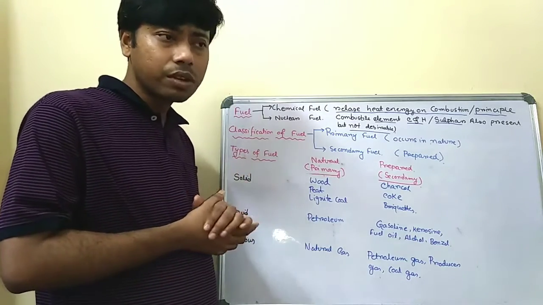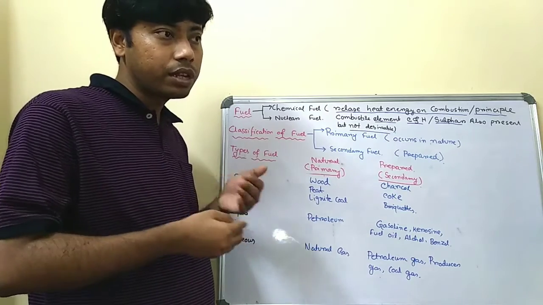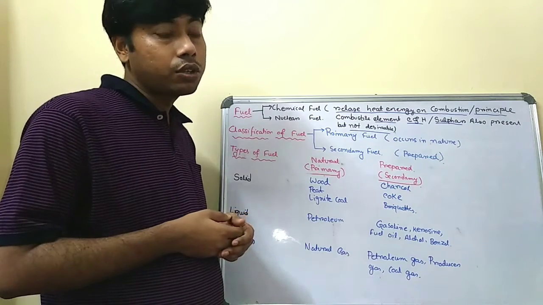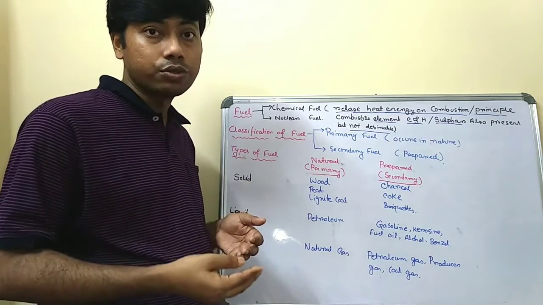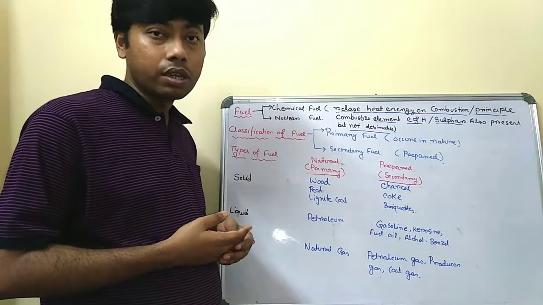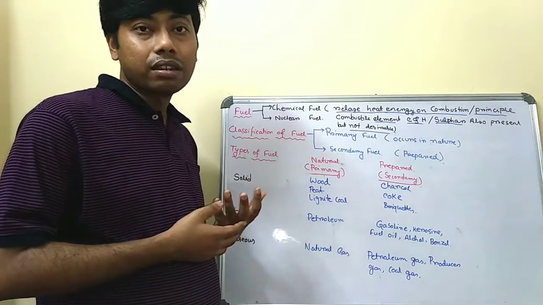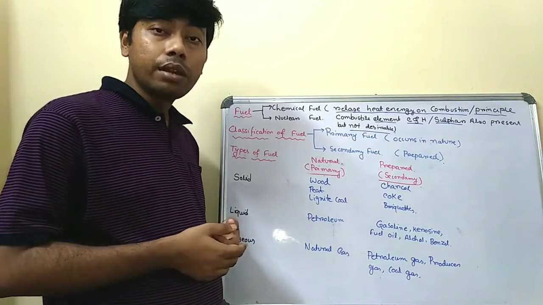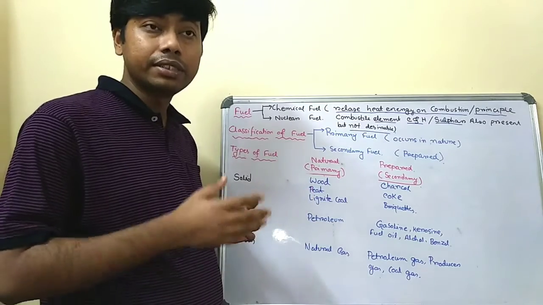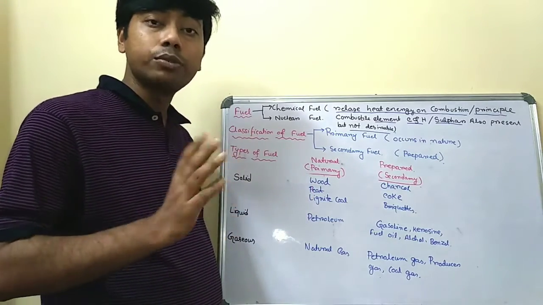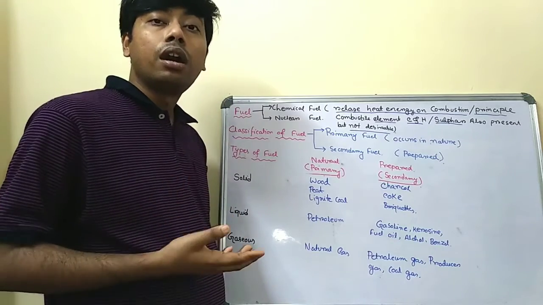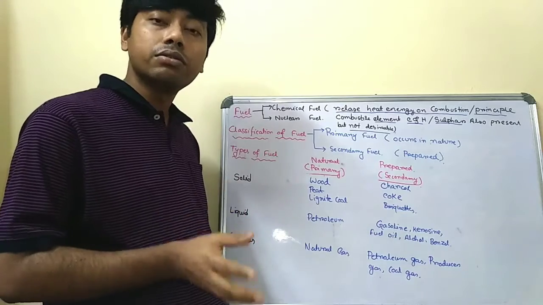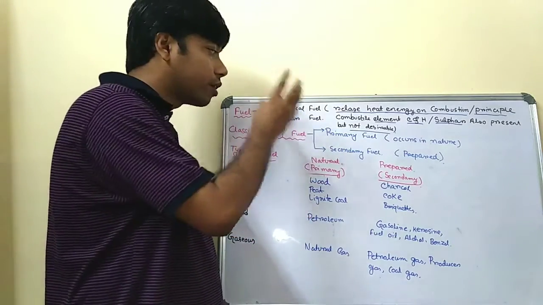But what is nuclear fuel? Nuclear fuel is the type of fuel used in nuclear power plants or nuclear power stations to produce heat, or to produce power for the turbines. Examples of nuclear fuel are uranium-235, a radioactive element, or plutonium-239. These are used as nuclear fuel in our nuclear power stations.